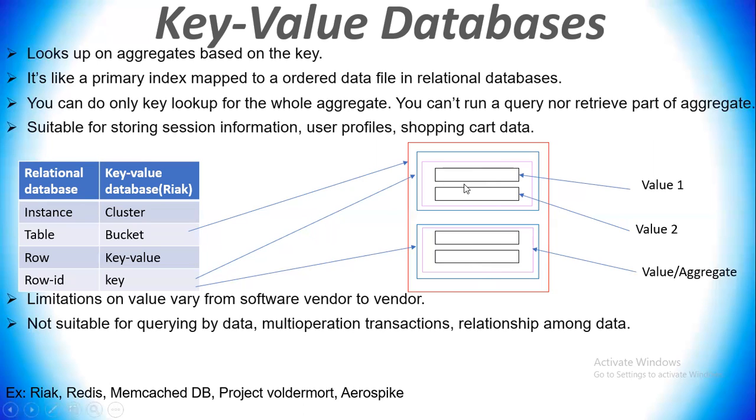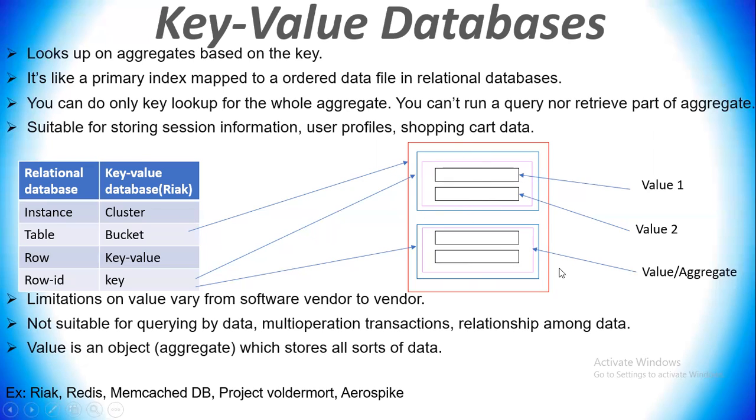But if you have some operation between the aggregates, that means between this item and this item, if you want to query between them, if you want to have relationships, that is not good. These key value stores are not good for that part. So I have already explained this point.